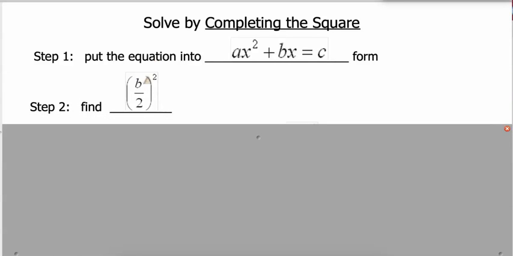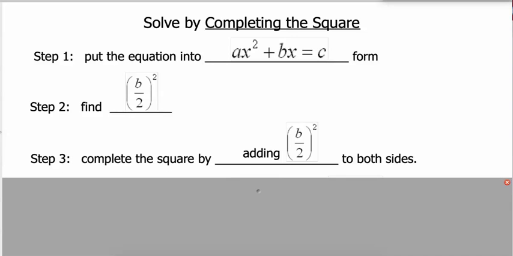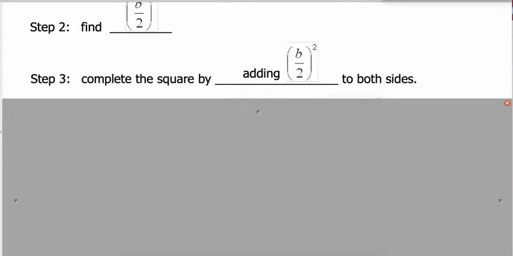Then we're going to find half of the coefficient of the linear term. So whatever the coefficient of the linear term is, we're going to cut it in half, and then we're going to square it. Step 3, we're going to complete the square by adding the value found in step 2 to both sides.